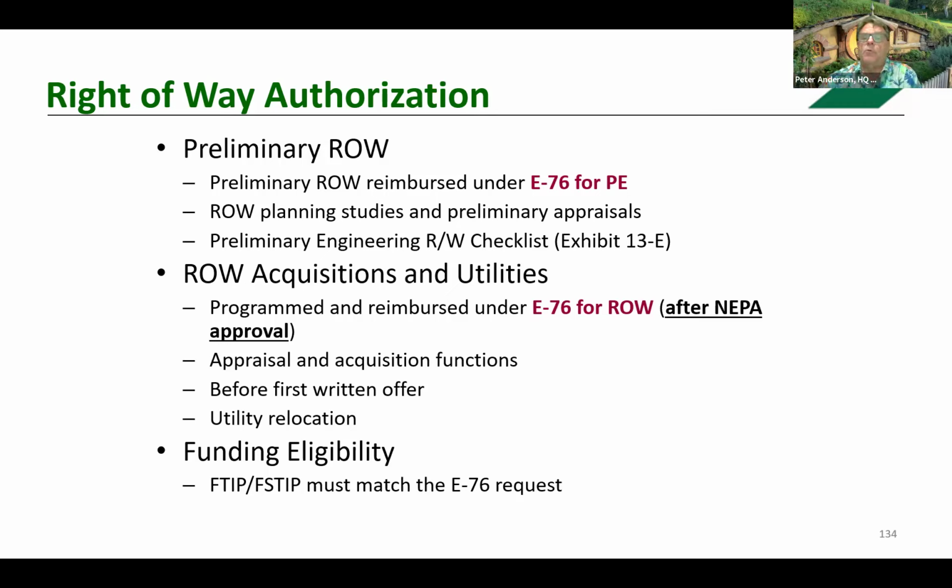After NEPA approval, right-of-way acquisition may begin. Right-of-way authorization must be approved before any written offers are made. For utility relocation, NEPA must also be approved. And the FTIP must have federal funds programmed for the right-of-way phase to be eligible, of course, for federal reimbursement. One critical requirement: whether or not federal funds are used for right-of-way, the project must follow the Uniform Relocation Act.